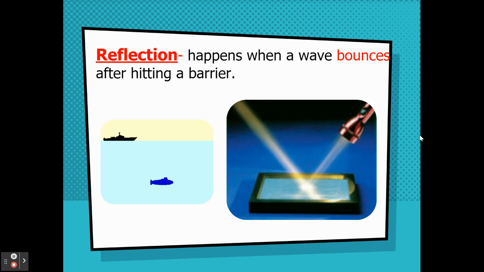So reflection. Reflection happens when a wave bounces after hitting a barrier. So sonar. You got sonar coming from the submarine. It's bouncing off the ship. So you've got sound waves bouncing off. And then here, what we're pretty familiar with is light reflecting, off of something shiny, or really a lot of things, but you got a flashlight here bouncing off a mirror. That's a reflection. Make sure you write down what's in red in your notes.